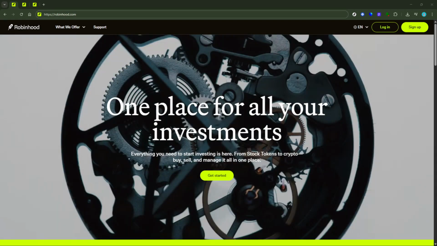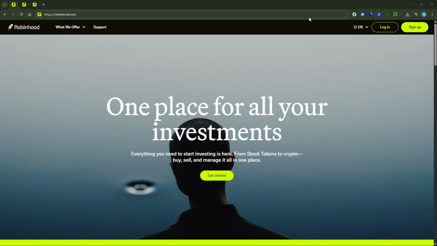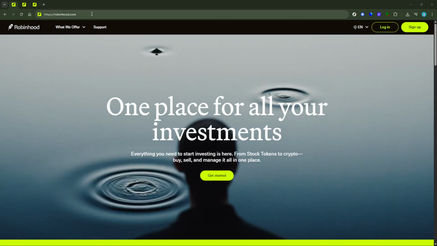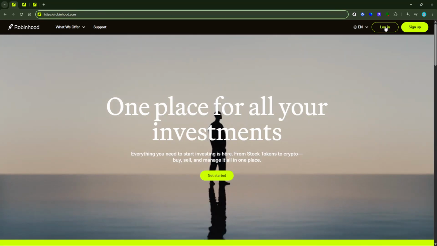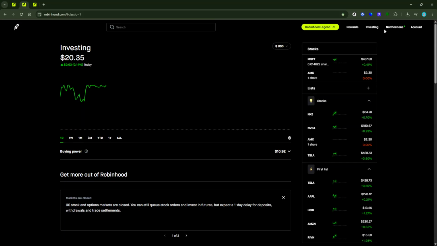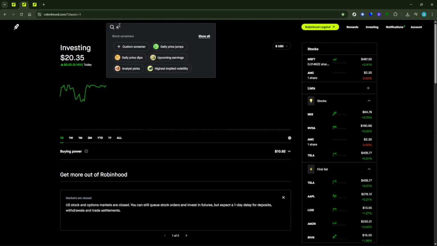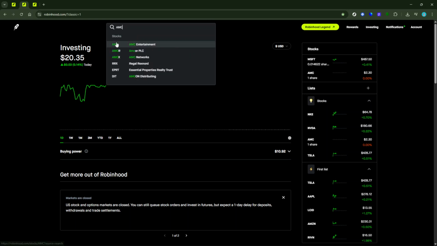To get started, make sure you're signed in to your Robinhood account on your computer. Once you're logged in, navigate to the stock or cryptocurrency you want to trade. You can do this by entering the asset's name in the search bar at the top of the screen or by browsing your watch list or portfolio. This brings up the main page for that specific asset, where you'll see the price, performance data, and trading chart.